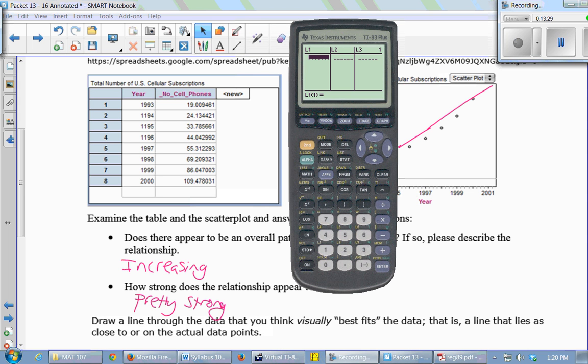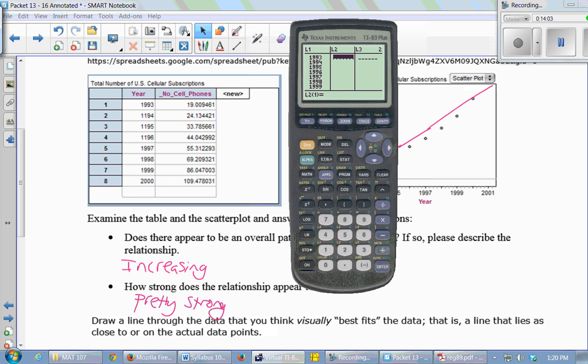Okay, so we enter the year data in list 1. I just type 1993, enter. And if I wanted to, I could measure time not starting at 1993. We could have 1993 be year 0, but I'm just going to enter it as it is for now. So 1994, 1995, 1996, 1997, 1998, 1999, 2000. All right, so that's all our X data.